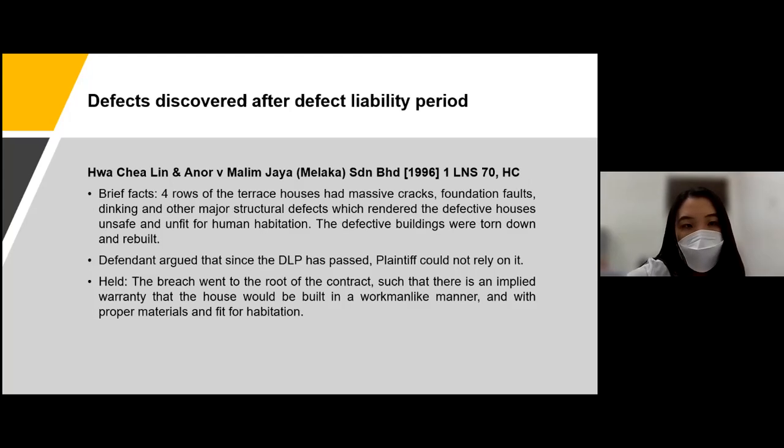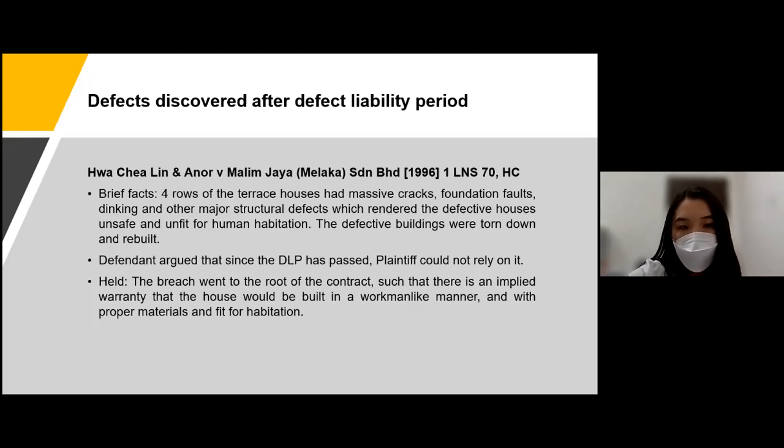So next, in Hua Chalin and Another and Malim Jaya Melaka Syndrome Berhad, in this case, 4 rows of the terrace houses had massive cracks, foundation faults, sinking, and other major structural defects, which rendered the defective houses unsafe and unfit for human habitation. So the defective buildings were later torn down and rebuilt. So similarly, the defendant in this case argued that since the defect liability period has passed, the plaintiff could not rely on it and the defendants are not liable for such defects.